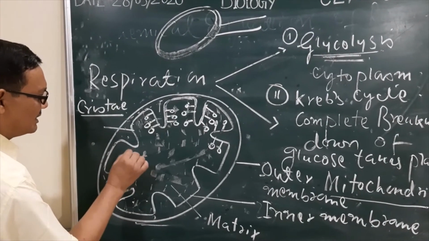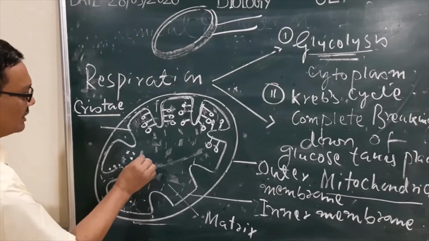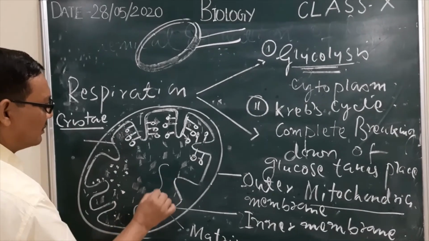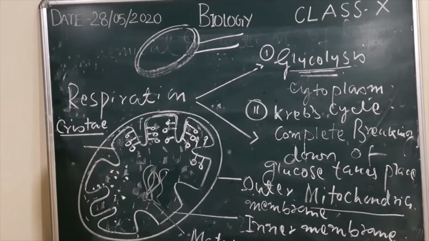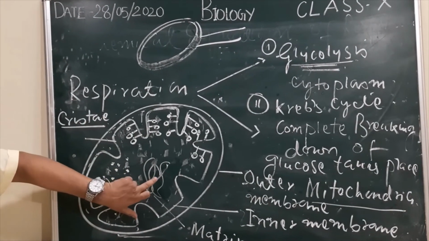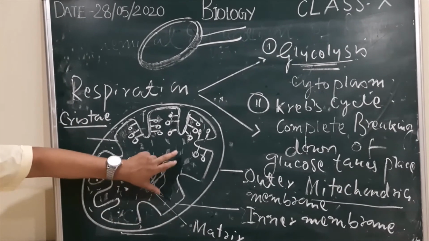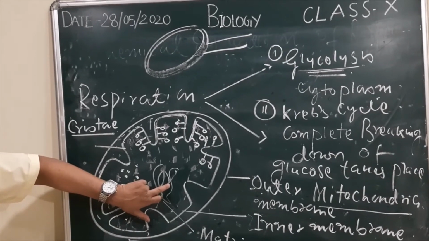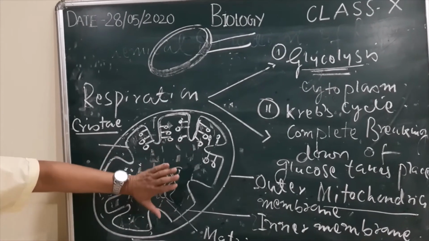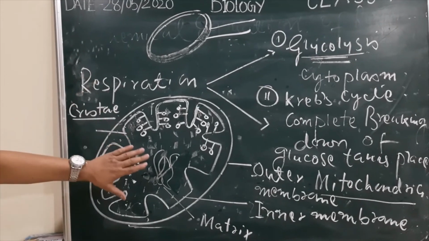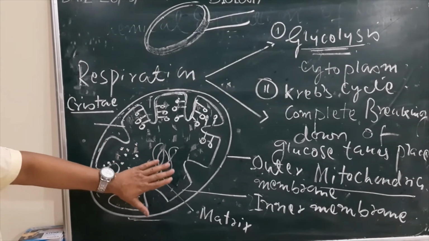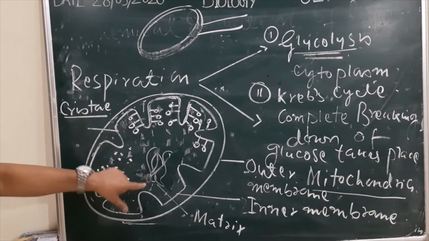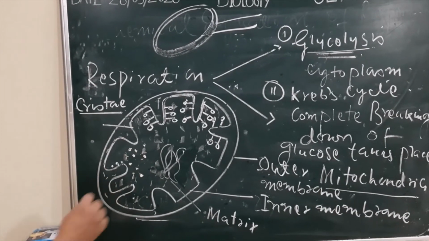Ribosomes are also present, and there is DNA. That means it has its own DNA. You well know that it is known as a semi-autonomous organelle. It has its own genetic material. The mitochondria and the other cell organelle, the plastid, possess these two features. That means they have their own genetic material.